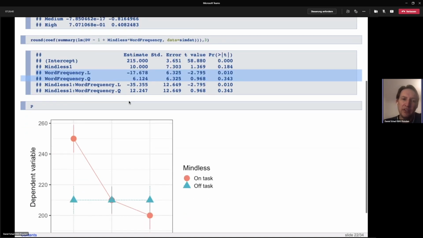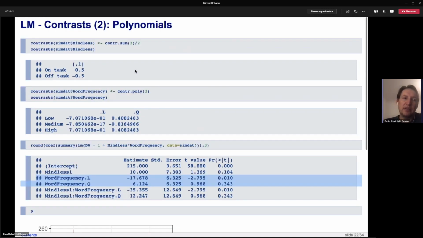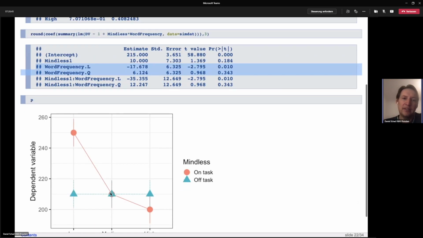And then the interaction tells us what is the difference between these two linear trends. So there's a linear trend in the on task, in mindful reading, and there's a linear trend in mindless reading. And the difference between these two linear trends is 35 and is significant, and the difference in the quadratic effect is not significant.